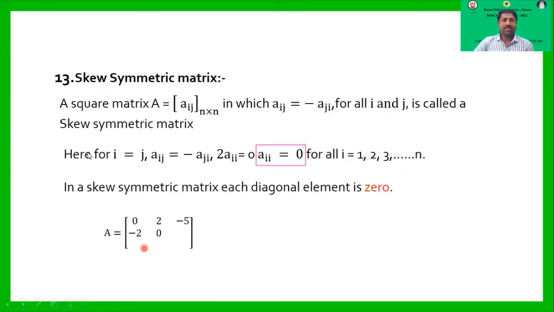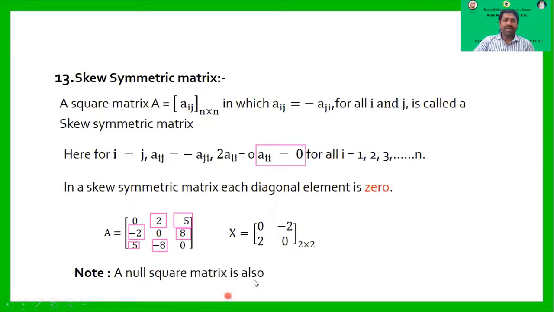Consider the example here, A is the matrix. Here A12 is 2, but A21 is -2, so there is a difference in sign only. Here -5 and here 5, and here 8 at position A23 and A32 is -8. So the difference is in sign only. And this is a 2 by 2 matrix. All the diagonal elements are 0, and here A12 is -2 and A21 is 2.